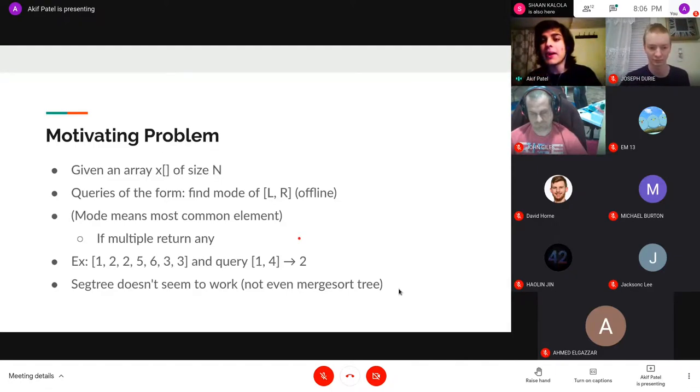So there's no way to combine that information to understand what the mode of the new entire array is going to be without having to store O(n) information. There really doesn't seem to be a way to do that. Even a merge sort tree, if you're familiar with the segment tree lecture, really doesn't work here for the same reason. Right. So what can we do?